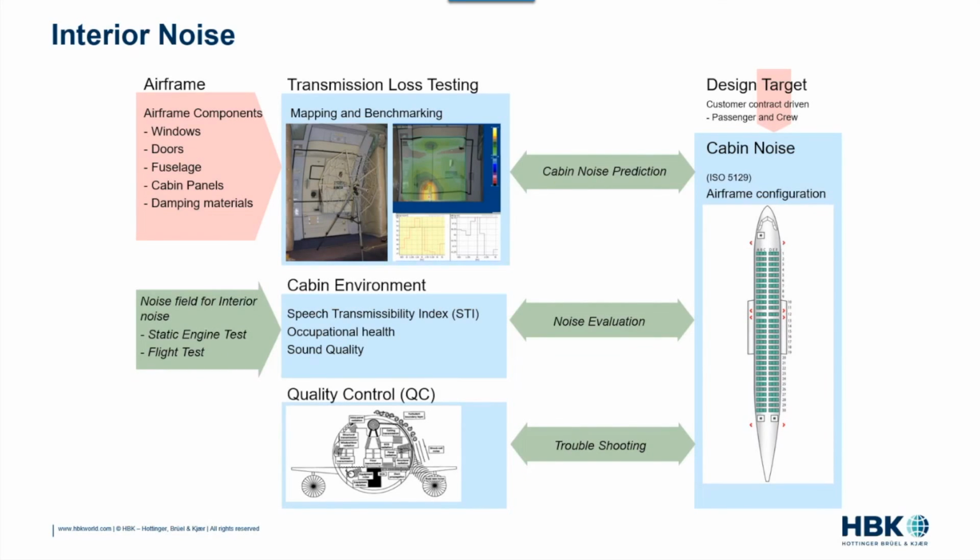So HBK has numerous tools to look at airframe, transmission loss, the noise field for interior, static engine, flight test, exterior, quality control, and your cabin noise. This was a very quick overview from a noise and vibration standpoint, but it doesn't end there. Now, Kurt, I think you have some information and can discuss more from a durability, reliability standpoint, because they are going to be flying fleets of these aircraft.